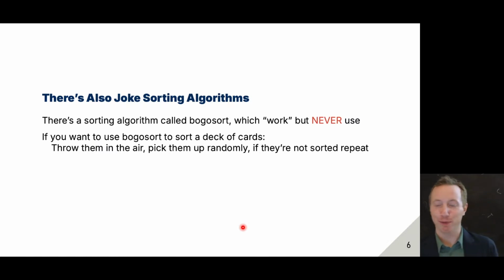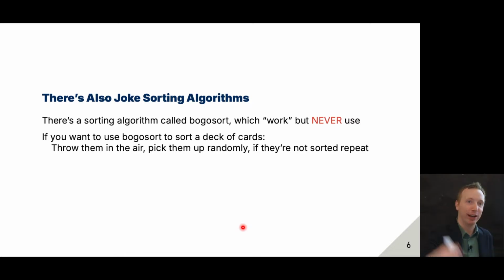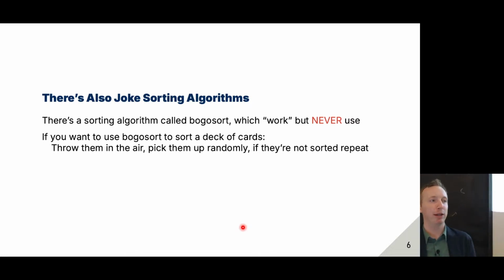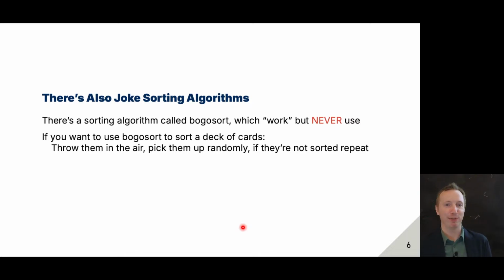All right, so I put in red to never use these, but there's an algorithm called bogosort, and everyone loves bogosort because of the real-life analogy. How bogosort works is, if you told me to sort a deck of cards, and I went, oh, okay, I know how to do this, I took the deck of cards, threw it in the air, picked up the cards randomly, and then checked whether or not they were sorted. And if they weren't sorted, I just repeated it. I throw them up in the air again, pick them up randomly, check if they're sorted. If they're not, I throw them up in the air again.